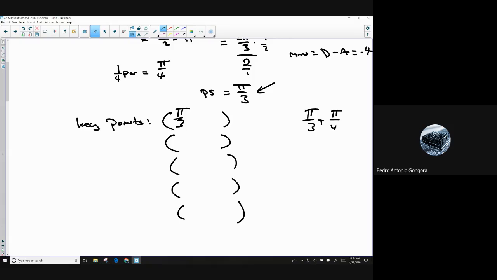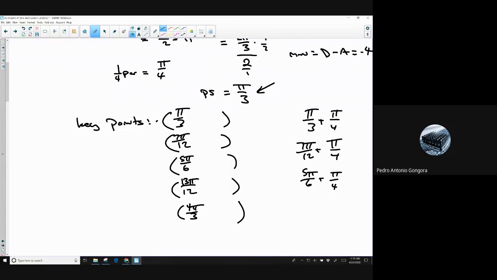A third plus a fourth is 7 pi over 12. To get the next one, you take your current point and you add a quarter of the period. So plus pi over 4 again gives me 5 pi over 6. And you can just do that on a calculator. All right. So again, we have 5 pi over 6 plus a quarter of the period, and we get 13 pi over 12. And then again, we get 4 pi over 3.